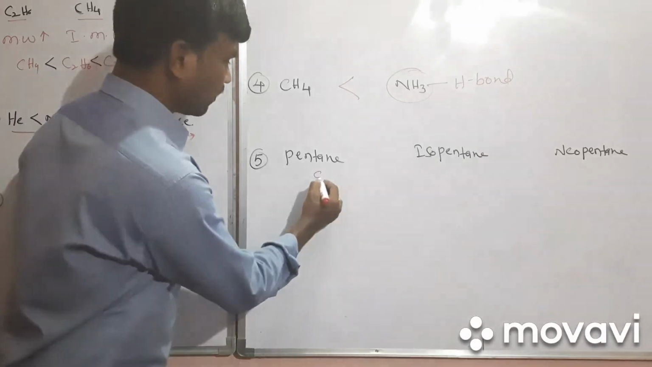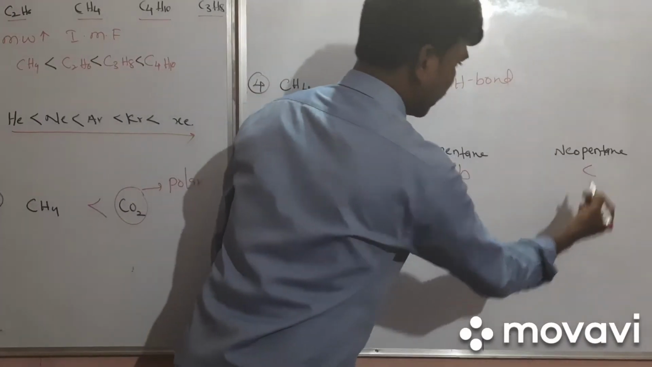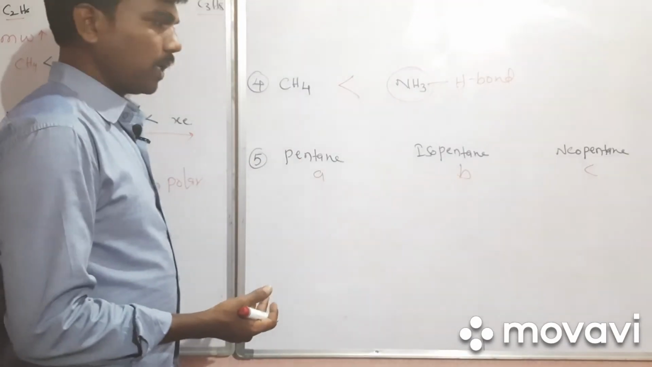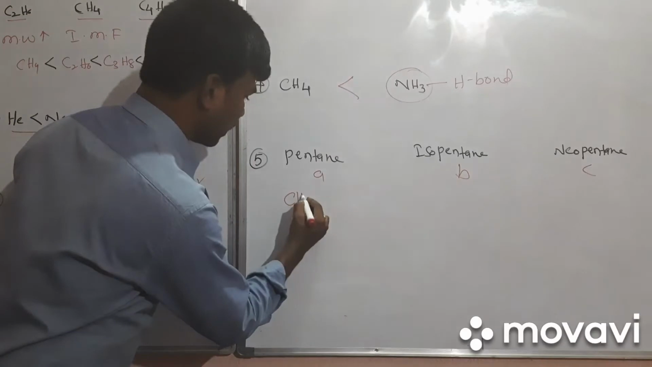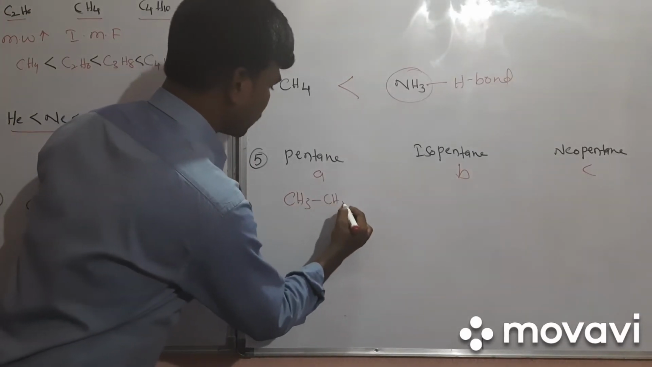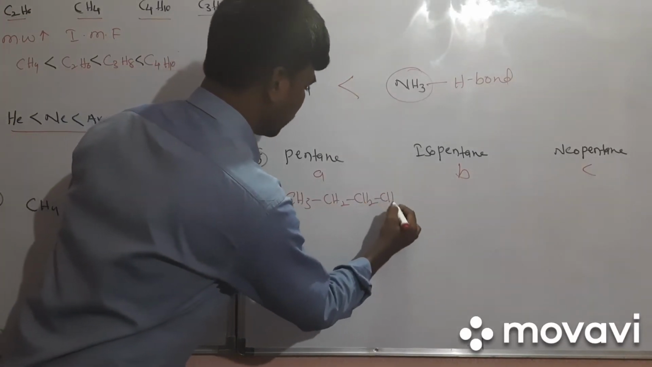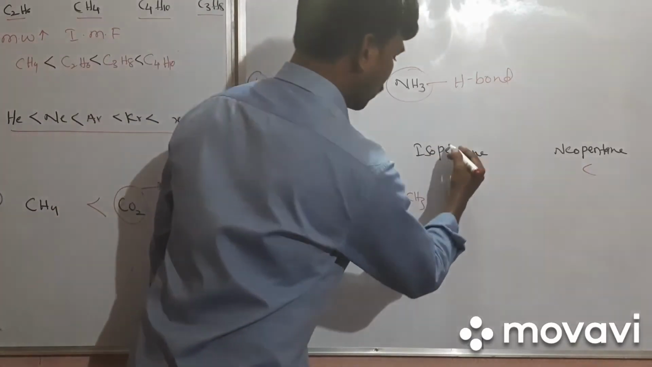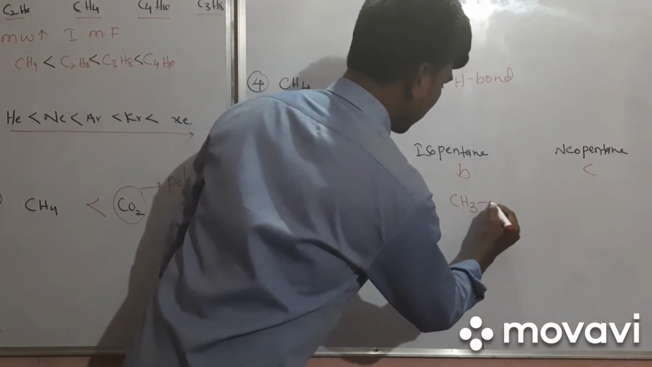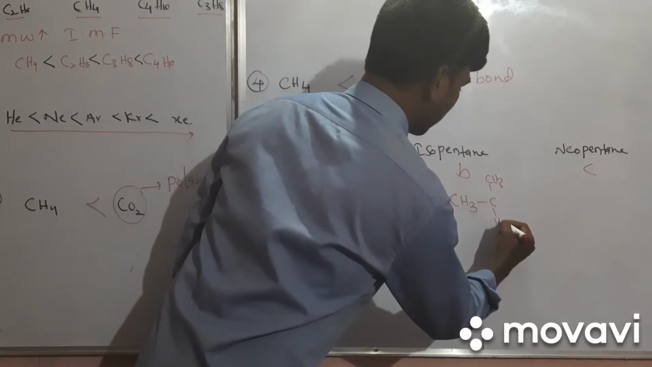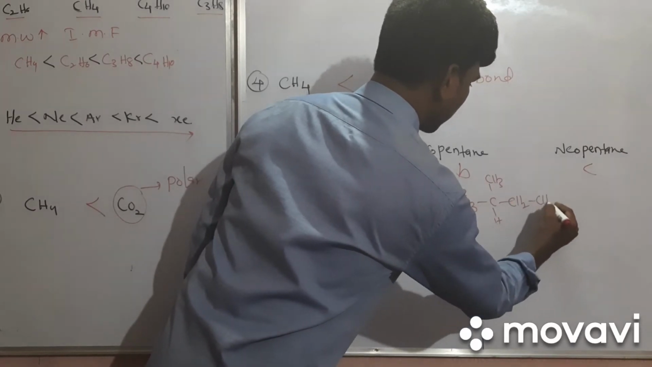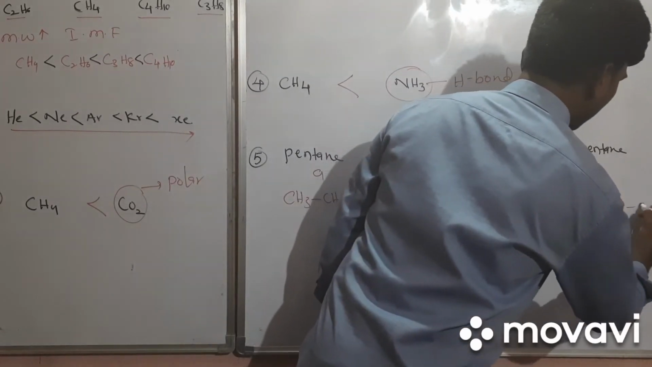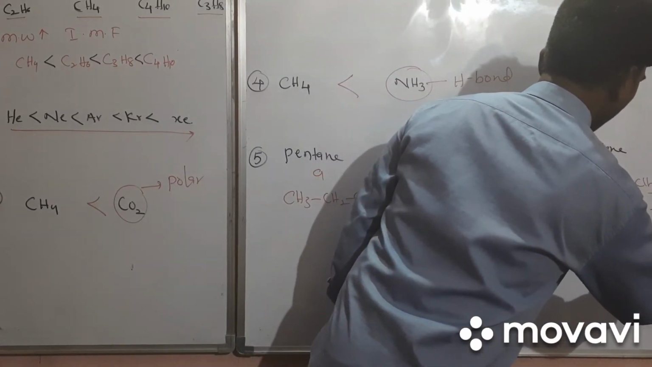But if you take this one as A, this one as B, and this one as C, which compound will have the maximum A value? So here you see, pentane means like this: CH3, CH2, CH2, CH2 and CH3. So this is pentane, right? This is isopentane. Isopentane means CH3, CH, CH3 and CH2CH3. This is isopentane, right? So neopentane means this one, CH3, CH3 and CH3 and CH3.